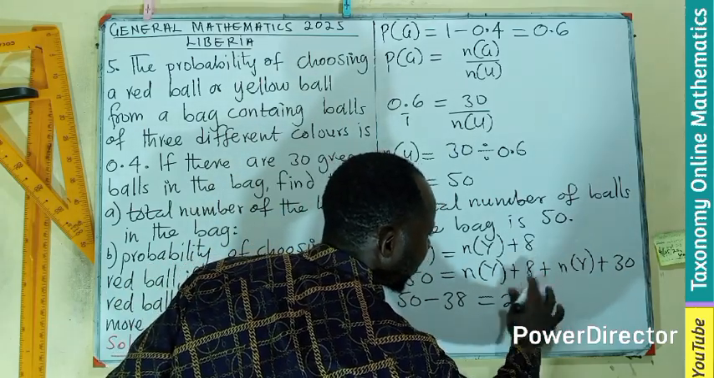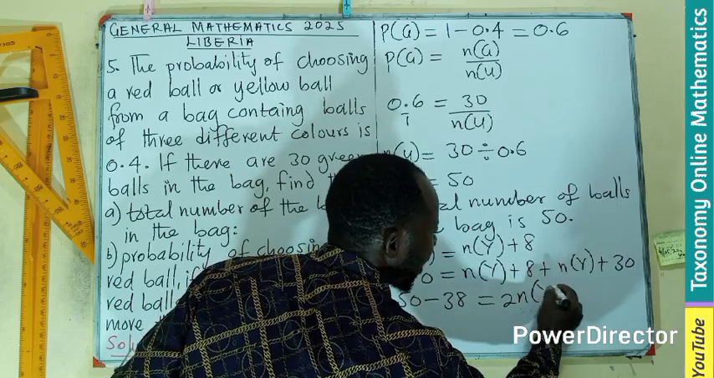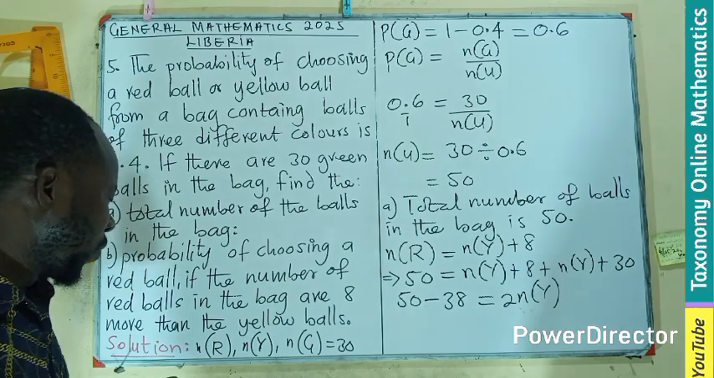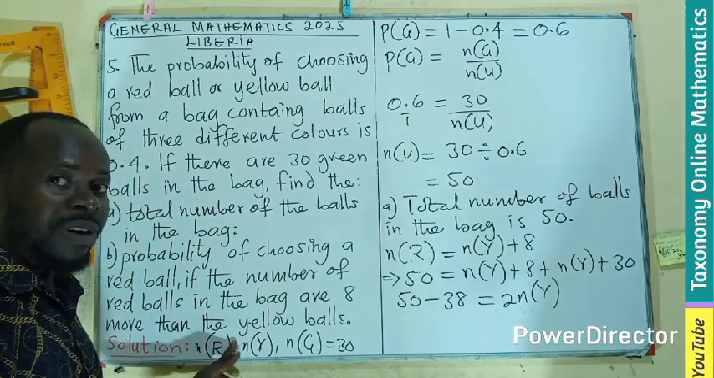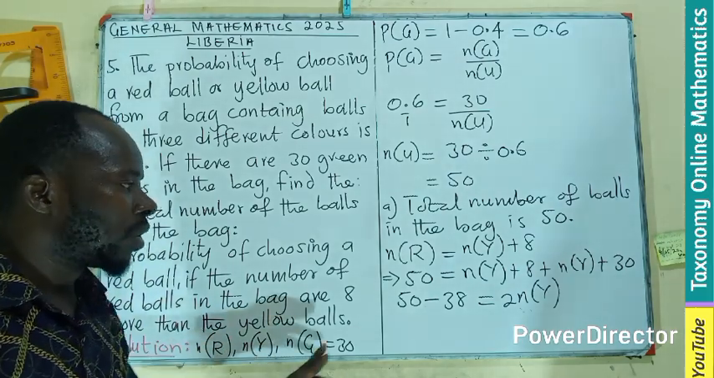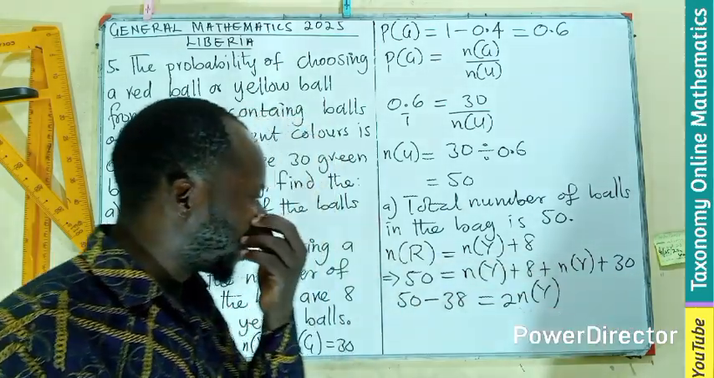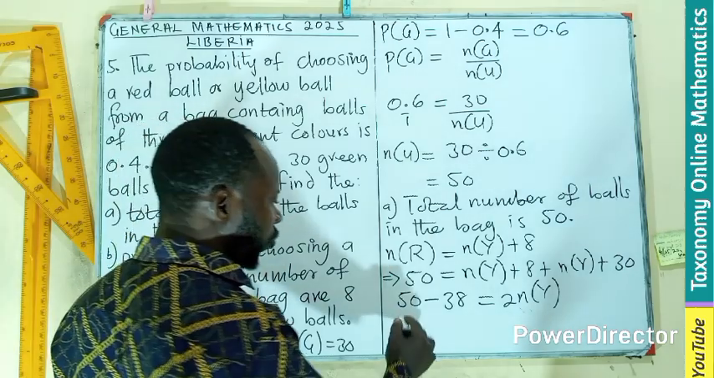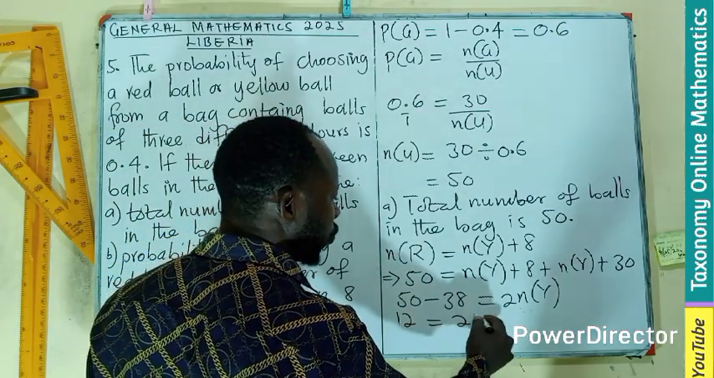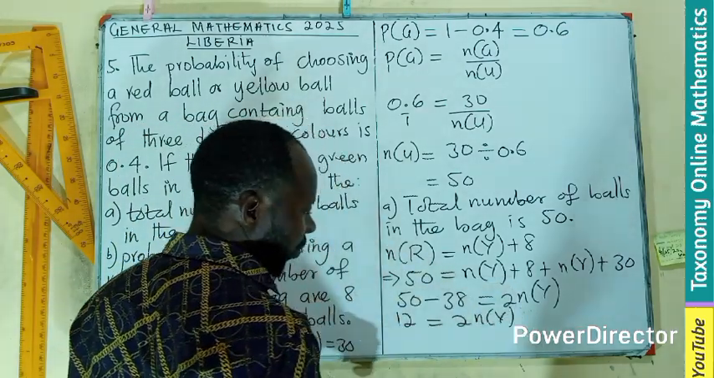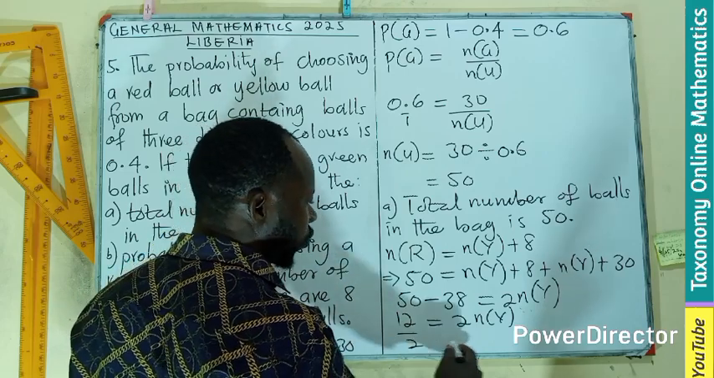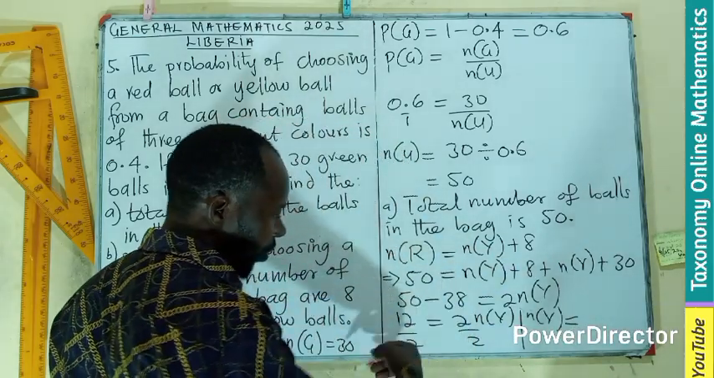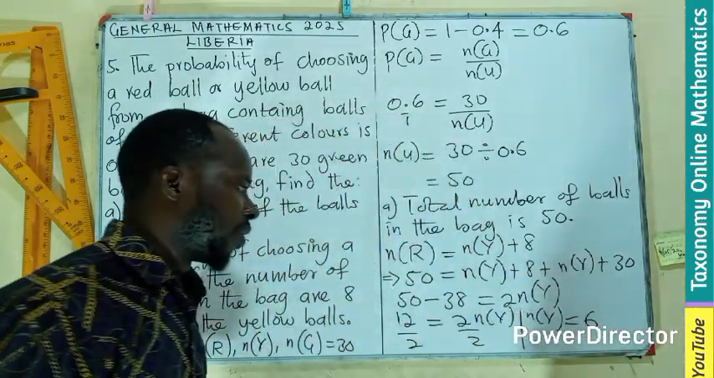the number of yellow, because this is the number of yellow plus the number of yellow. You can also write the number of red as a variable and the number of yellow as a variable, so that you use the variable in this place. So this is going to be 12 equals 2 times the number of yellow. If you divide by 2, your number of yellow will now be 6. So the number of yellow will be 6.